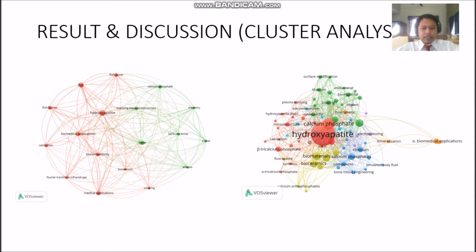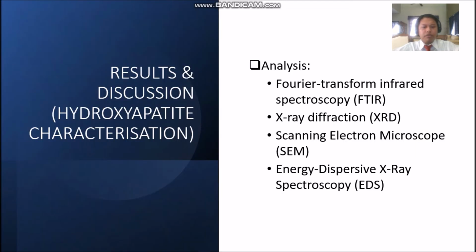The left cluster analysis represents the keyword of fishbone hydroxyapatite in biomedical papers, while the right represents the keyword of calcium phosphide in biomedical application papers. Both cluster analyses exhibit biomedical cluster dominance. Now, we can move on to the second part of the results and discussion.